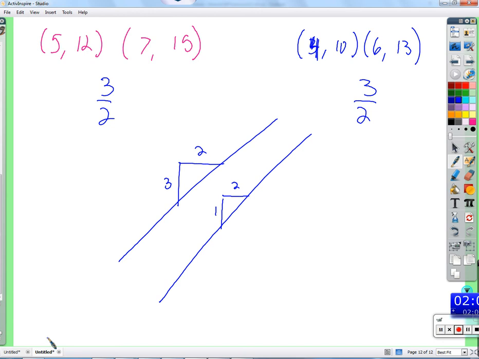Let's look at both of these slopes. Which slope is a bigger number? This slope or this slope? This one, 3/2. 3/2 is bigger than 1/2.